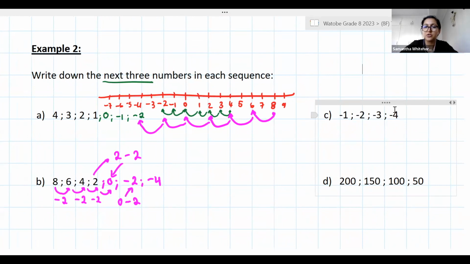Now, remember, I do not want to see any hands. You can put your answers in the chat. Remember to number them C and D. And only when I ask for hands can you raise your hand and then give me some answers. Right, but try C and D. Figure out what the pattern is. What are you subtracting each time to get from one number to the next one?